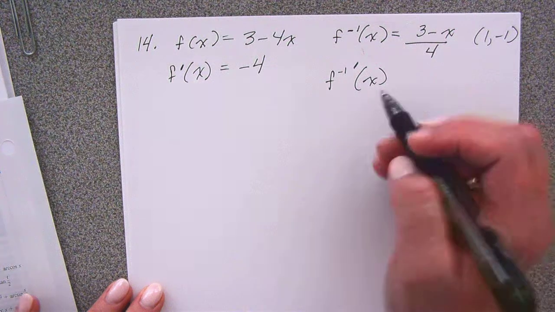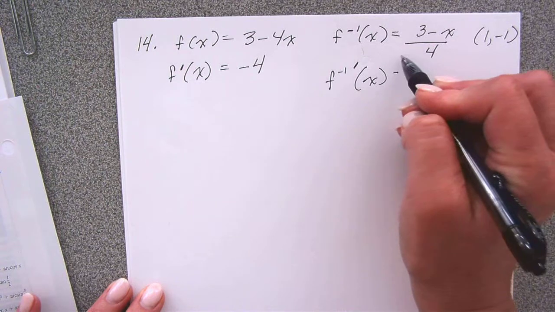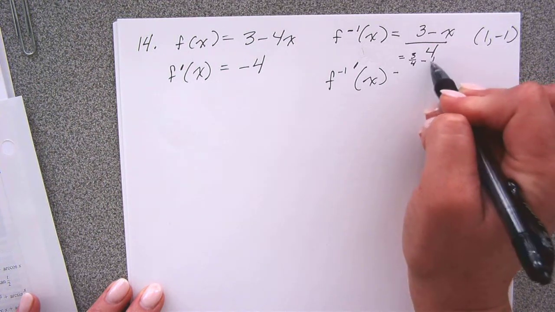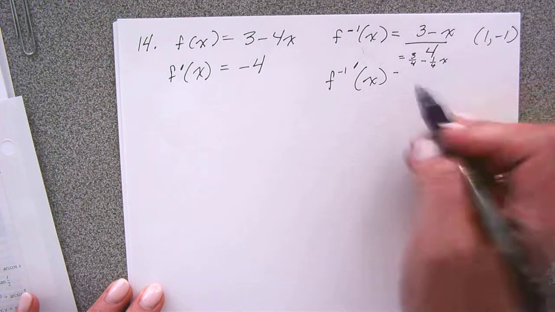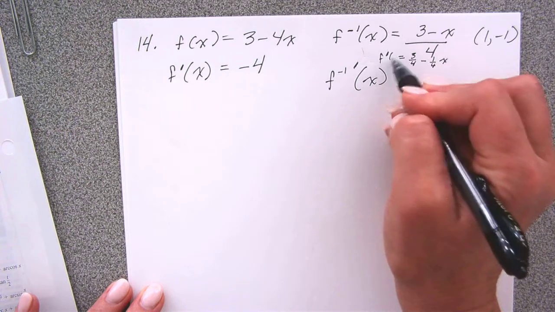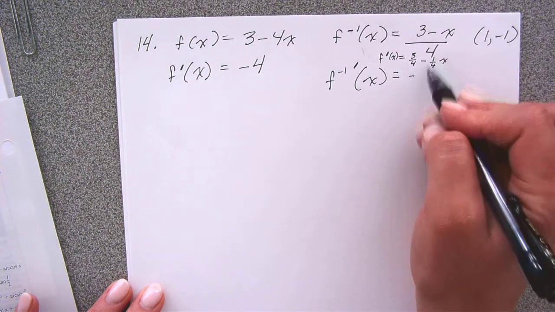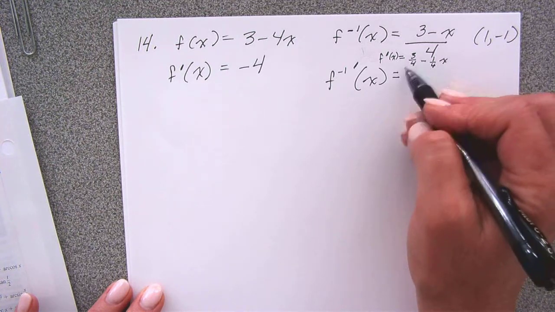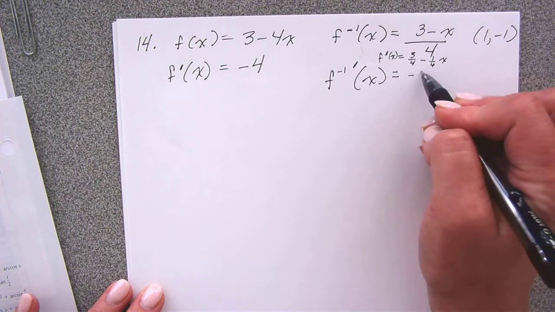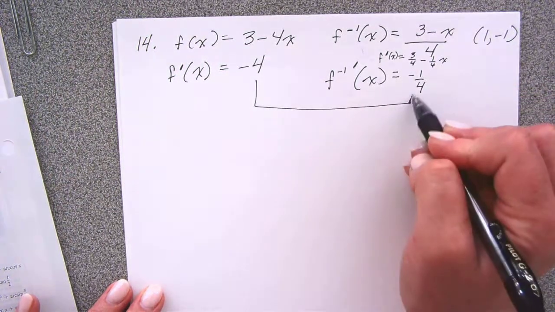Right, so the derivative of that, you can rewrite it before you take the derivative as 3/4 minus 1/4 x. So what's the derivative of that? Negative 1/4. The derivative of 3/4 is 0. The derivative of negative 1/4 x is negative 1/4. Okay, so are those reciprocals?